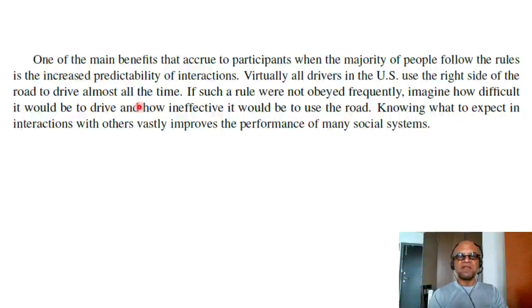Virtually all drivers in the US use the right side of the road to drive almost all the time, so left lanes are kept mostly vacant for people who want to pass and go ahead, so they can speed up, break the speed limit to get over to the front of the line for whatever reason. If such a rule were not obeyed frequently, and it's not a rule that's written in the book, even though in many places it says slow traffic should use the right lane or do not occupy the left lane, and so on, or it says left lane for passing only, and so on, or sometimes they're just norms.